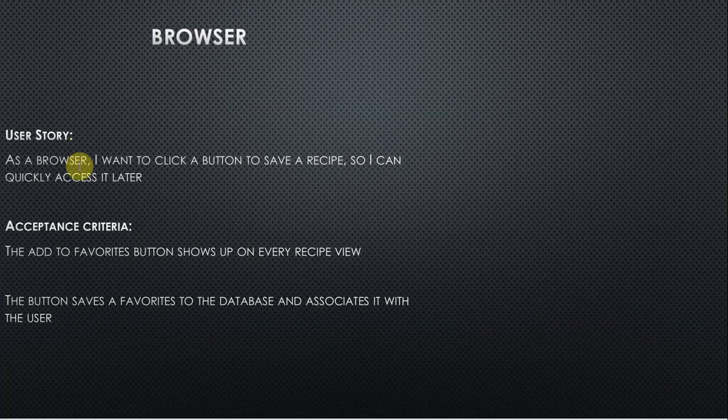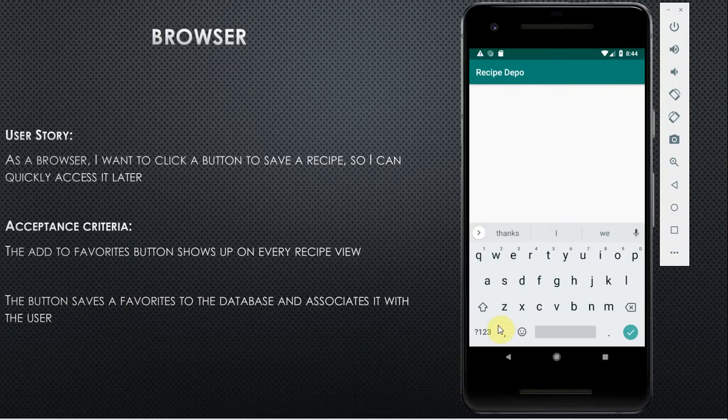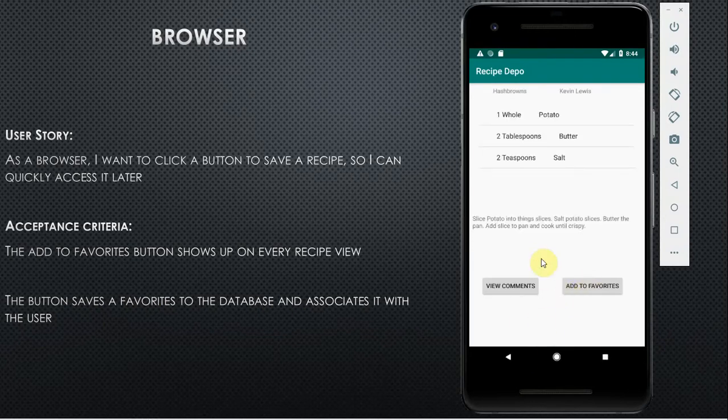As a browser, I want to click a button to save a recipe so I can quickly access it later. The Add to Favorites button shows up on every recipe view, and the button saves a favorite to the database and associates it with the user. So if we click the recipes, we'll see each one has an Add to Favorites button on it.